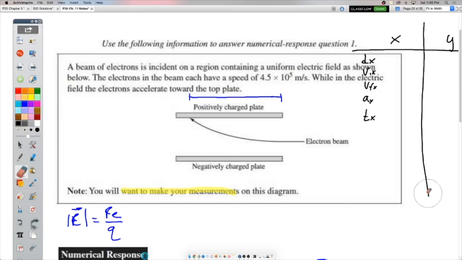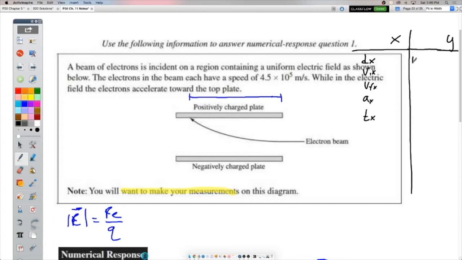I'm going to give myself more room on the y-axis there. That's probably still not going to be enough, but we'll make do. Okay, dy, diy, dfy, ay, and ty. Now, when I go to say what's dx, vix, vfx, ax, and tx: dx, I'm not just told it, but I'm allowed to measure it, right? When I measured it on paper, I got the horizontal distance traveled by the electron beam to be 4 centimeters. Your answer may be slightly different, but that's what I'm getting. So that is 0.04 meters.